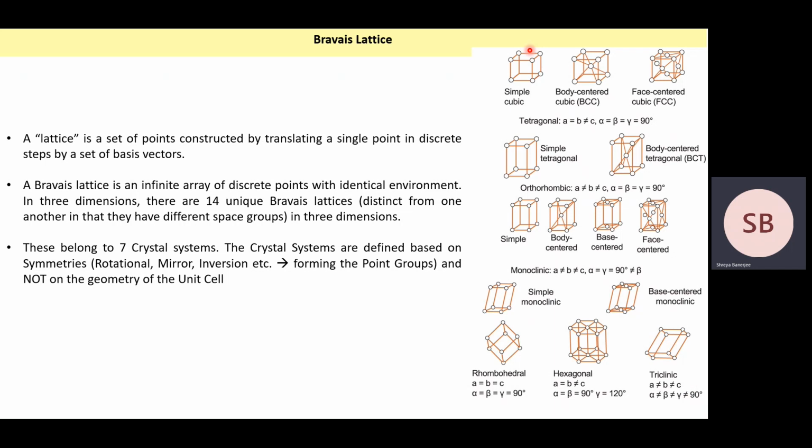So if you add up, there are 14 Bravais lattices shown here, and there are 7 crystal systems, which are basically cubic, tetragonal, orthorhombic, monoclinic, rhombohedral, hexagonal, and triclinic.